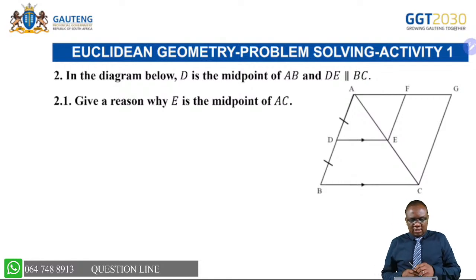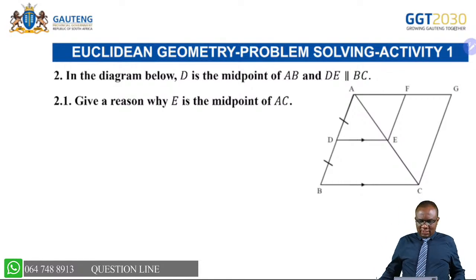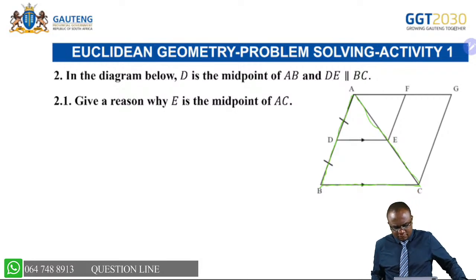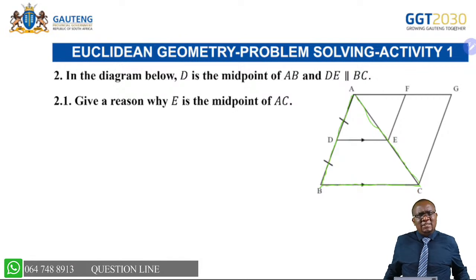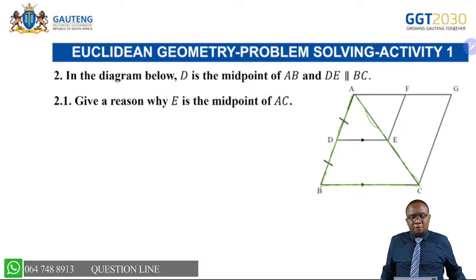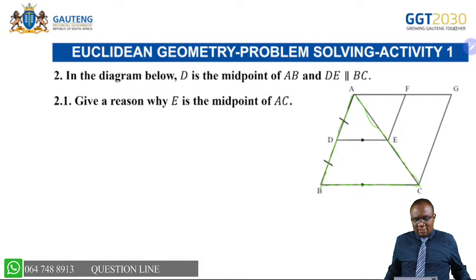Right, let's see, what did you get? We have triangle ABC. What can you say about DE? It is a line segment that is drawn from the midpoint of AB. What else? DE is parallel to BC.